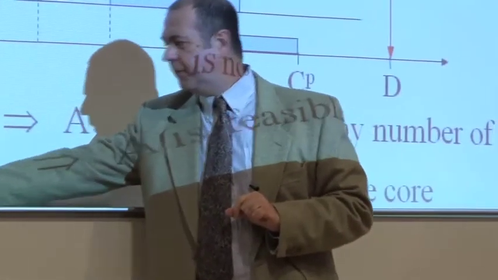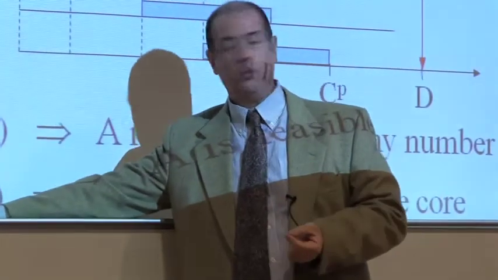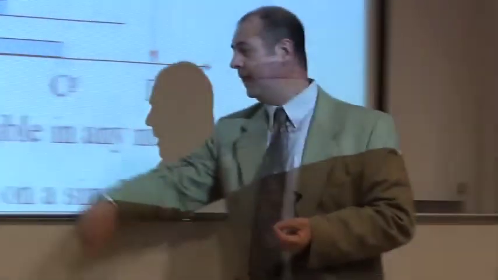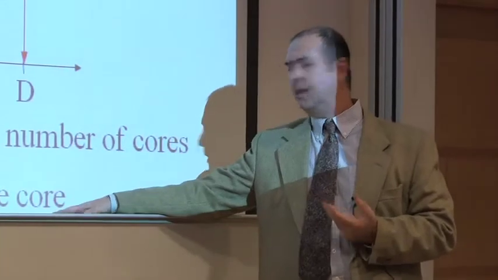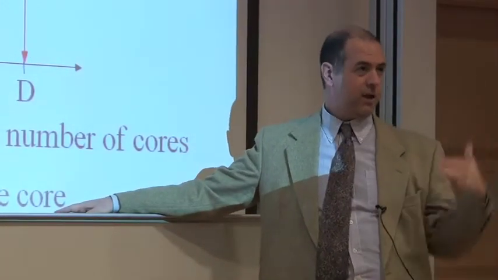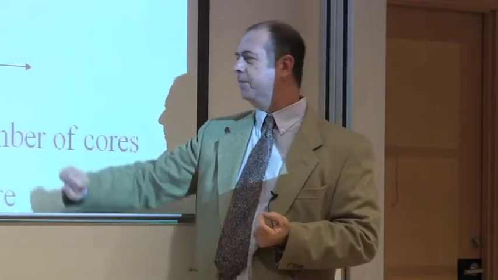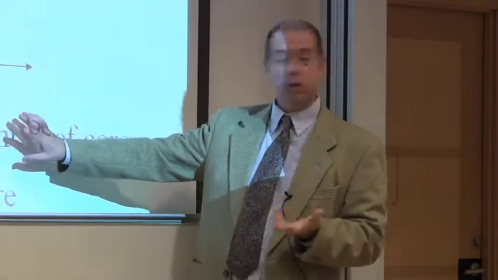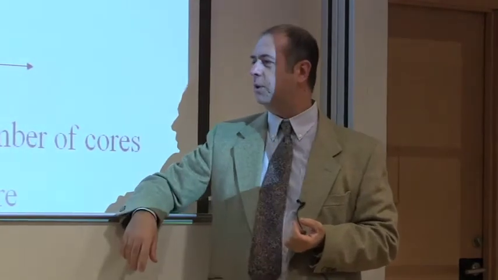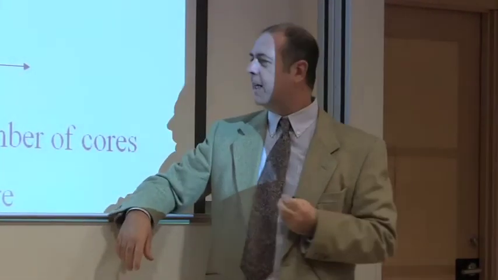And if the sequential computation time is less than the deadline, then A is feasible even on a single core, right? If the sequential program is less than the deadline, I don't need basically a parallel platform. So these are trivial cases. This is a negative solution, let's say. This is a very positive solution. But the most interesting part is in between, right? When we have to work when these two conditions are not satisfied.